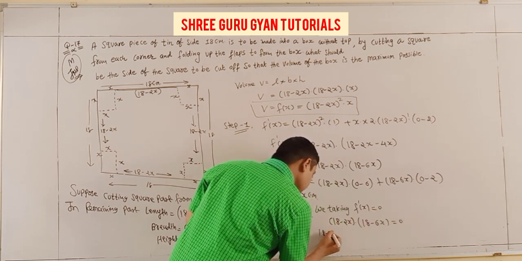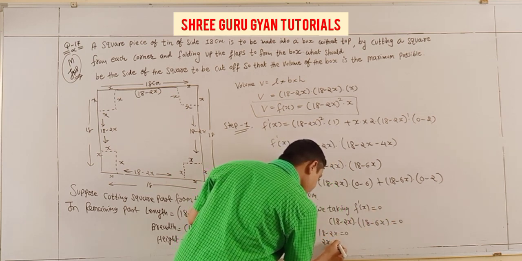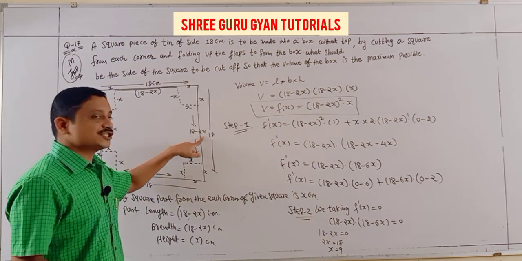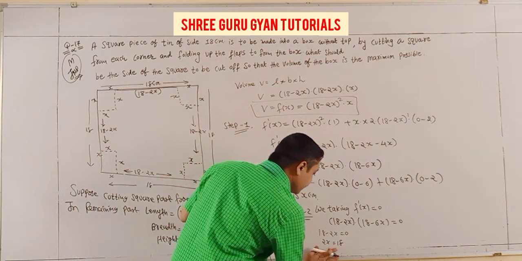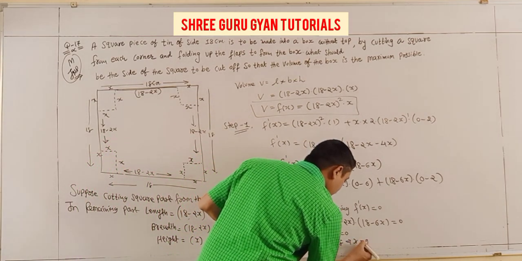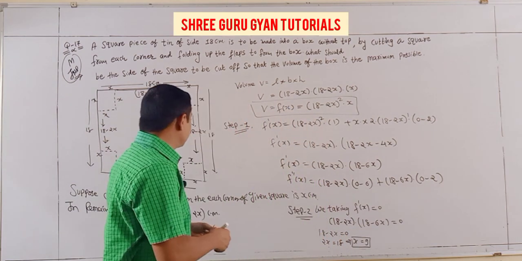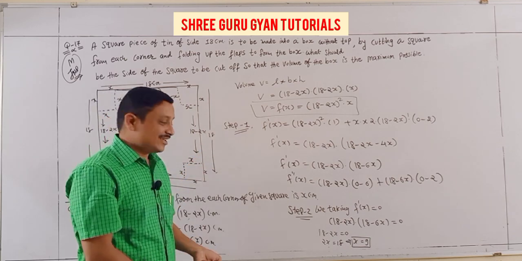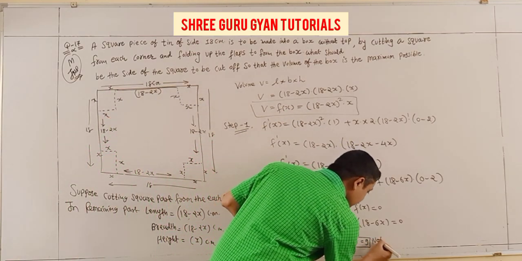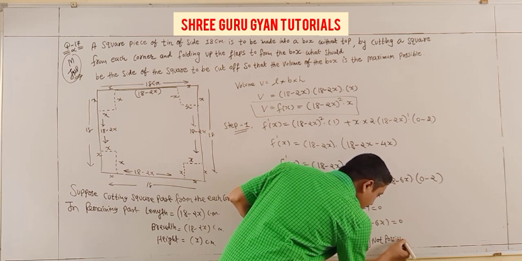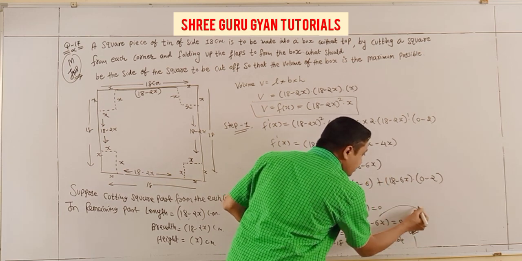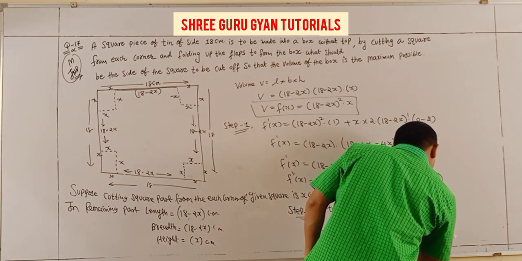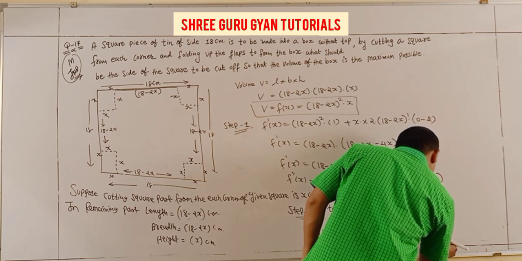So one answer is very easily obtained: x is equal to 9. But does x equal to 9 work? 18 minus 2x with x equal to 9 gives 18 minus 18, which is 0. There is no value remaining, so x equal to 9 is not possible. Otherwise, you can set the other term equal to 0. So 18 minus 6x: 18 is equal to 6x, so x is equal to 3.